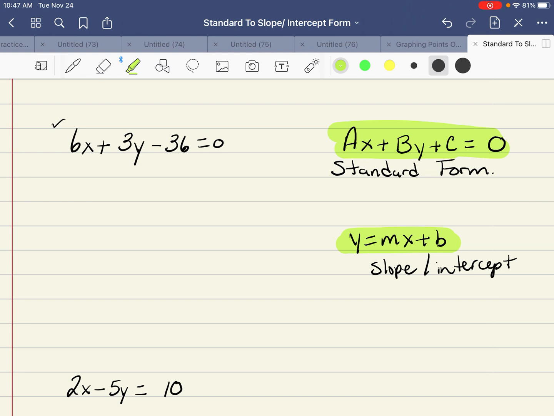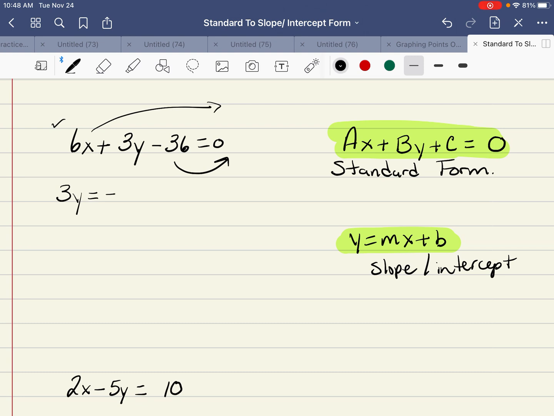So a clue that you're in standard form is that you'll notice the y is not isolated. And in this case here, I've got everything on the left side and it equals 0. But the key is y is not isolated. So what we want to do is we're going to start the balance for y. So 6x and minus 36 need to balance. So making sure we do the opposite.